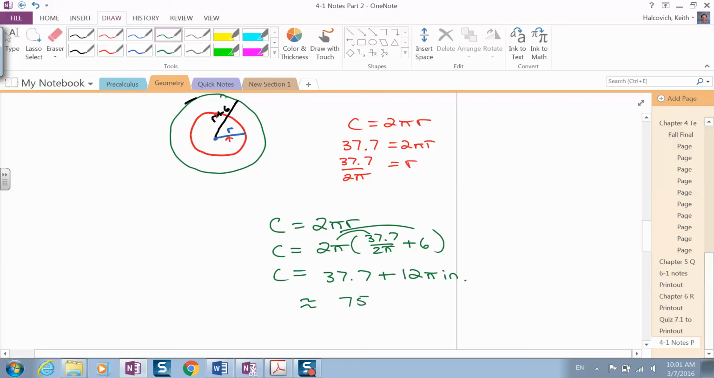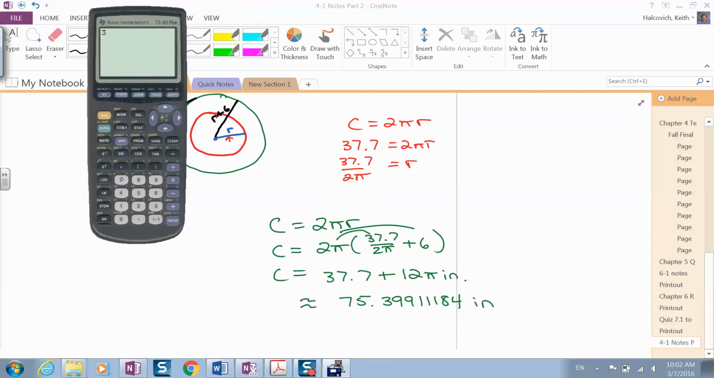When you put 37.7 plus 12 pi in your calculator, it gives you approximately 75.399111184. If you want to see how to type that in, you go 37.7 plus 12, and then the pi is second function and the caret, and that gives you your pi button. And notice it gives you that. And that is your circumference.